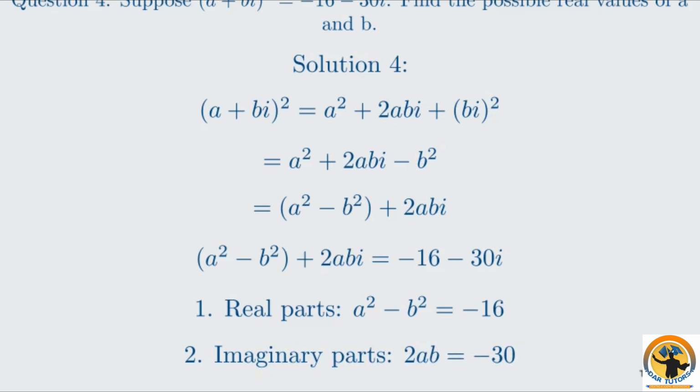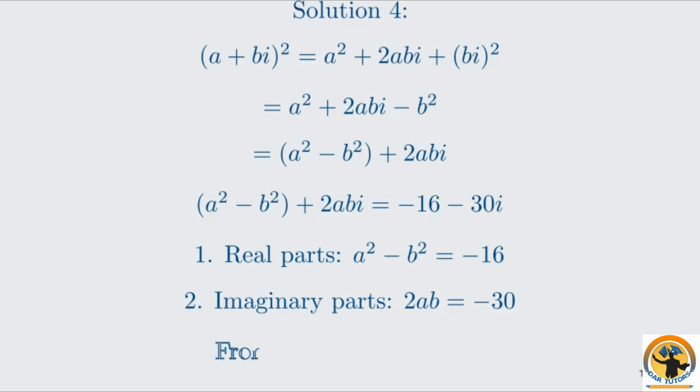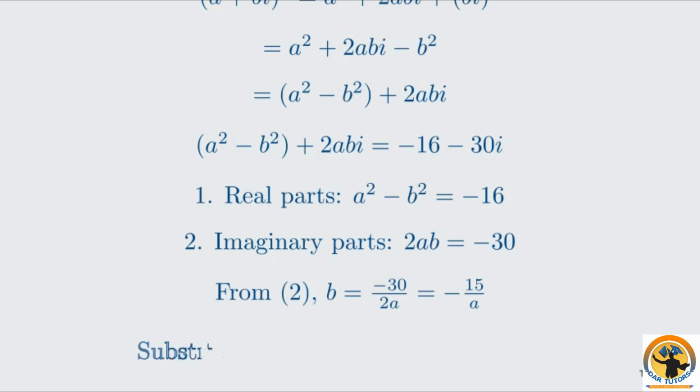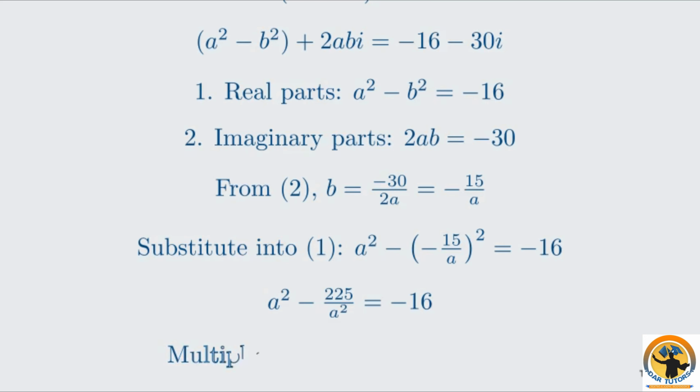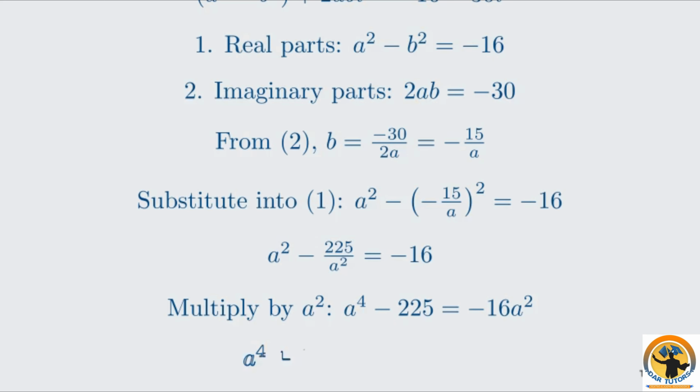Let's solve the second one for b. From 2ab equals negative 30, we can write b as negative 15 over a. We can then substitute this expression for b into the first equation. This gives us a squared minus the square of negative 15 over a equals negative 16. Squaring the fraction gives a squared minus 225 over a squared equals negative 16. To get rid of the fraction, we multiply the entire equation by a squared. This results in a to the fourth minus 225 equals negative 16a squared.